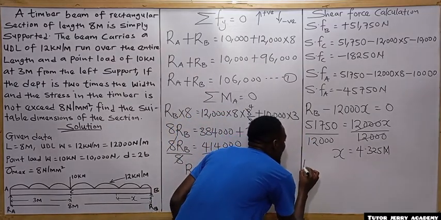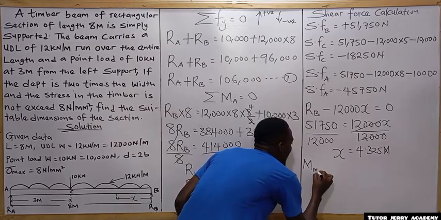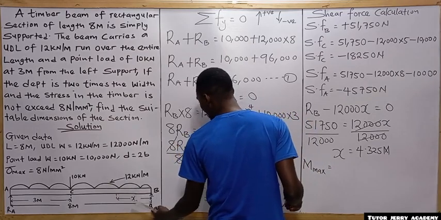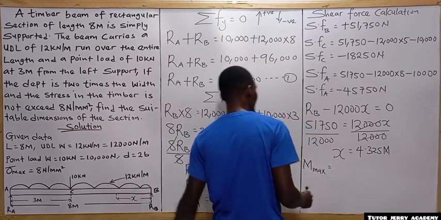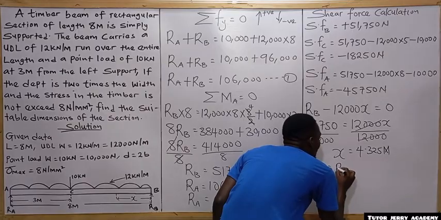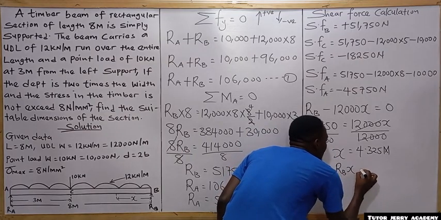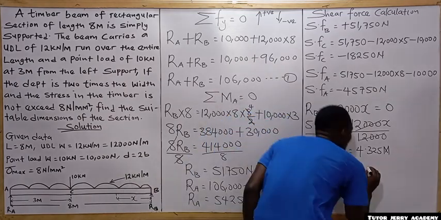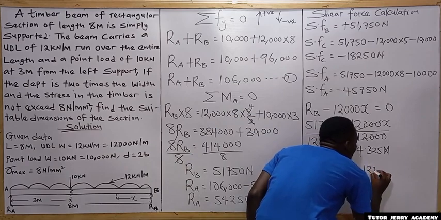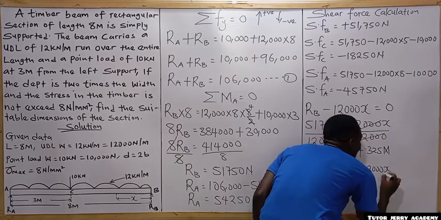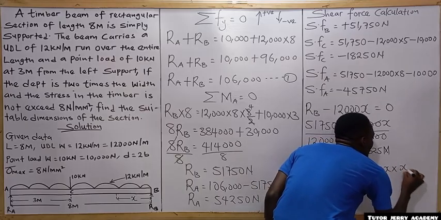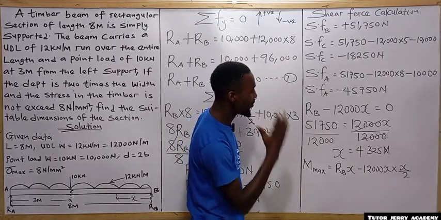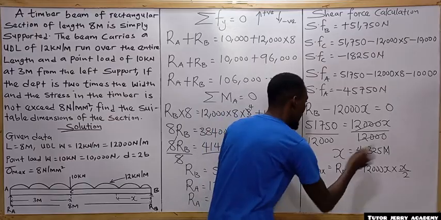All right. So we are going to calculate our maximum bending moment at this point. So M max will be equal to, if you stand at this point and calculate your bending moment, R_OB multiplied by total distance. So it's going to be R_OB multiplied by S, minus, since we have a uniformly distributed load, 12,000 multiplied by S, then times S divided by 2, because it acts at half of the distance there.